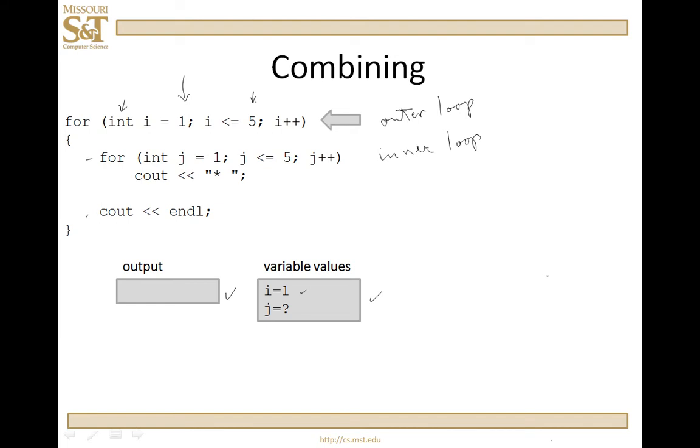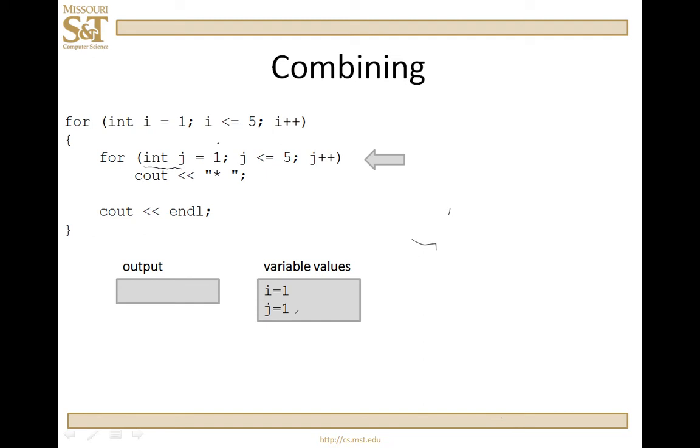So i starts at 1. What's j? Well, dropping down to that inner loop, we notice that we're going to declare our counter j and initialize it to 1. So j is 1.